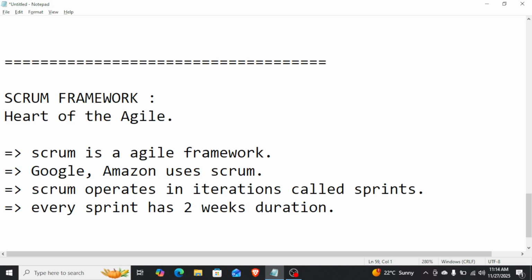Now we will see the Scrum roles. What are the Scrum roles? There are three Scrum roles. They are product owner, Scrum Master, and development team. We will see each one in detail.